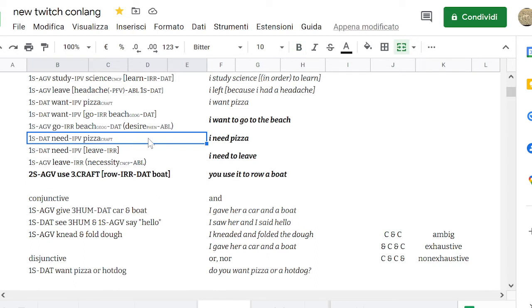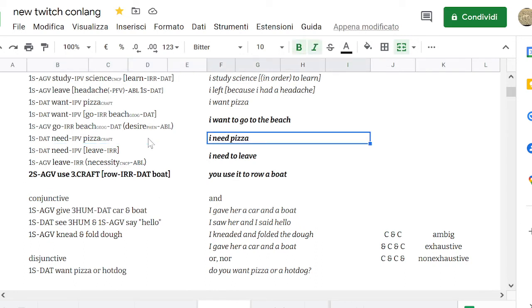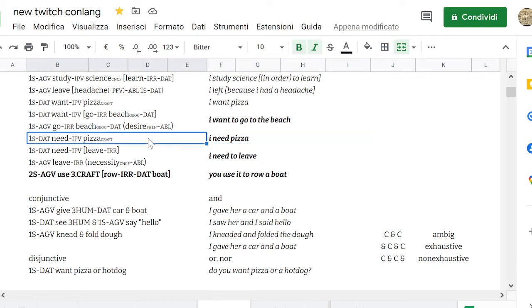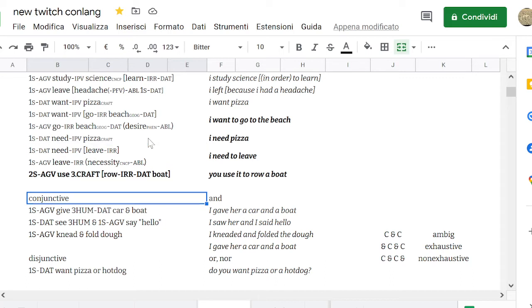Because if you were to make this intransitive and to say, need pizza, then that would be pizza is necessary. And then by adding the first person dative, you're saying pizza is necessary for me. So that's why we're marking it dative. And that's just translating to I need pizza.